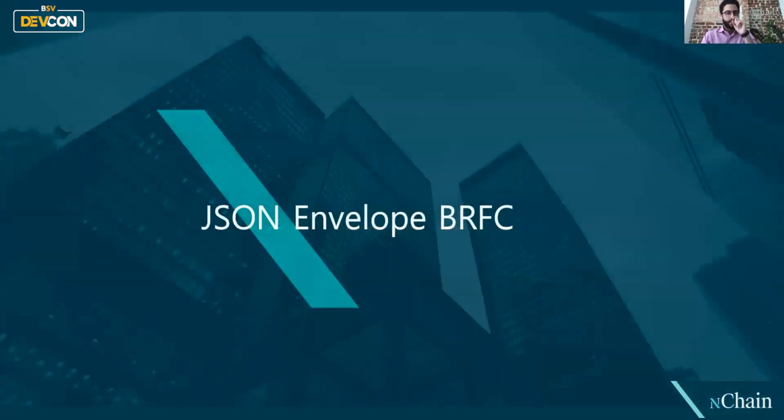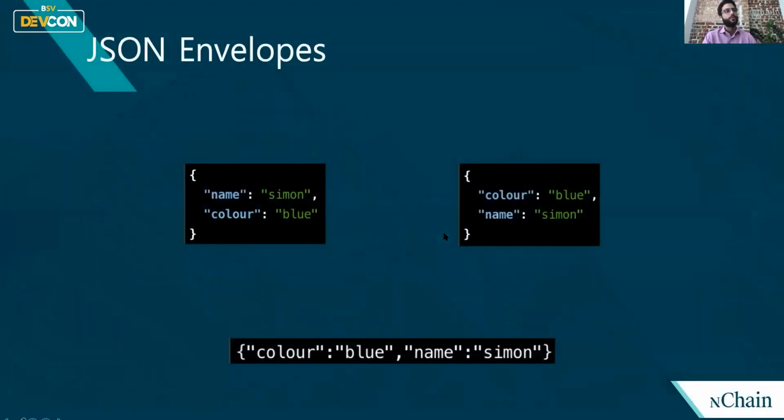So since we're using JSON for the MAPI system, it's a bit tough to sign data, because, as we'll see in the next slide, JSON is a bit problematic. So we developed something called JSON Envelopes, and there's a BRFC on the Bitcoin SV GitHub repo if you want to see more details, but I'll explain briefly how it works in the next slide.